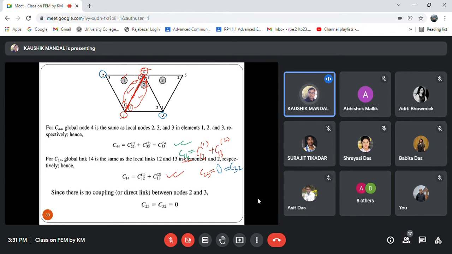Now someone just tell me what will be C of 2, 4. C of 1, 4 is okay. C of 4, 1 will be the same.